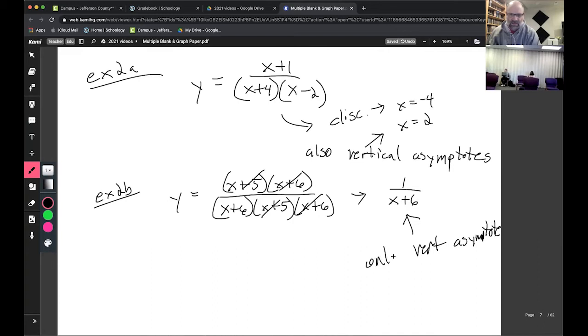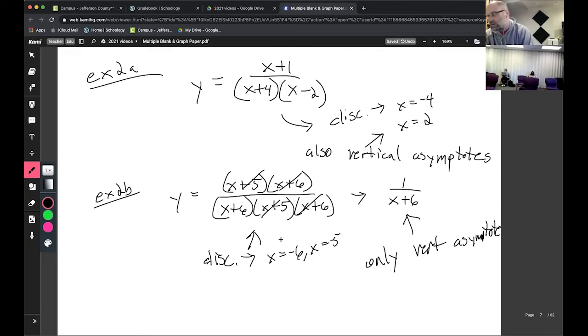Because everything else canceled. But you still have these holes. You still have holes of discontinuity at x equals -6 and x equals -5, okay? But x equals -6 is a vertical asymptote, because that's the only one that didn't cancel. Okay. All right, now this is where we get to the gist of this lesson.